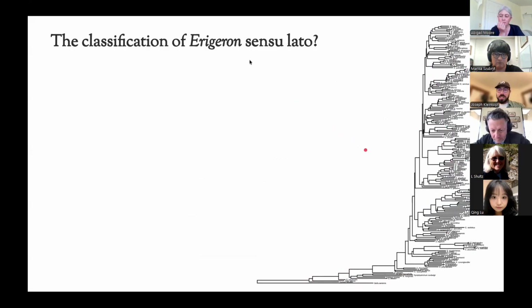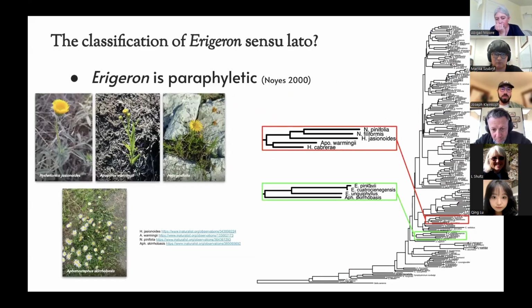As far as the classification, I think it's really interesting, and I'm still kind of wrapping my head around a lot of this stuff. But the first thing I wanted to note is that Erigeron is paraphyletic, so I'm talking about Erigeron sensu lato. But we knew this already from the previous phylogeny, and we see it again here. So that's a good thing.